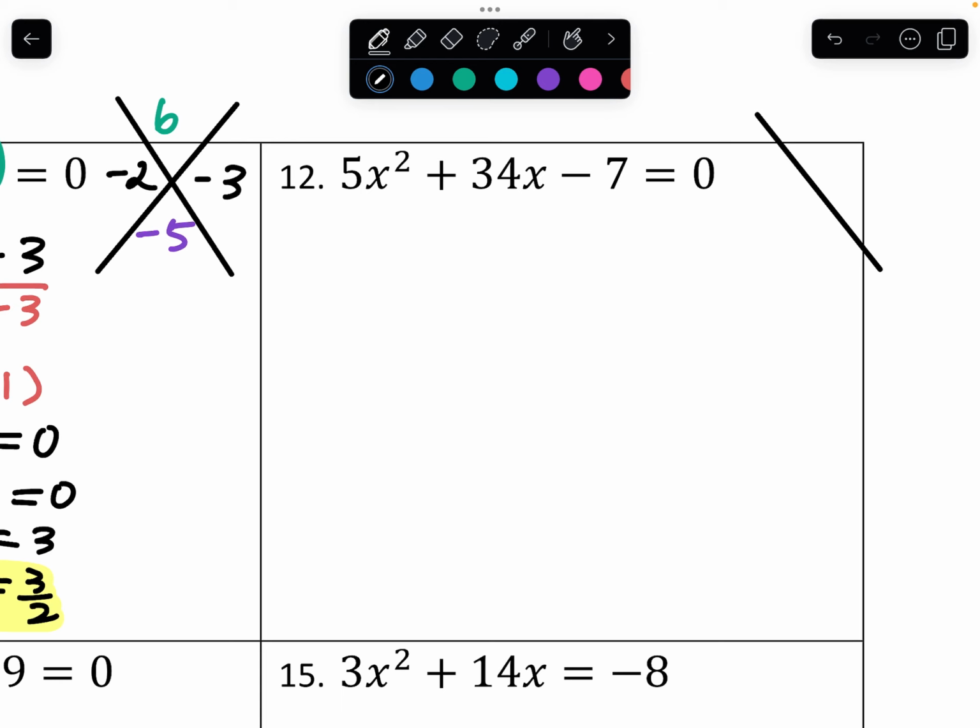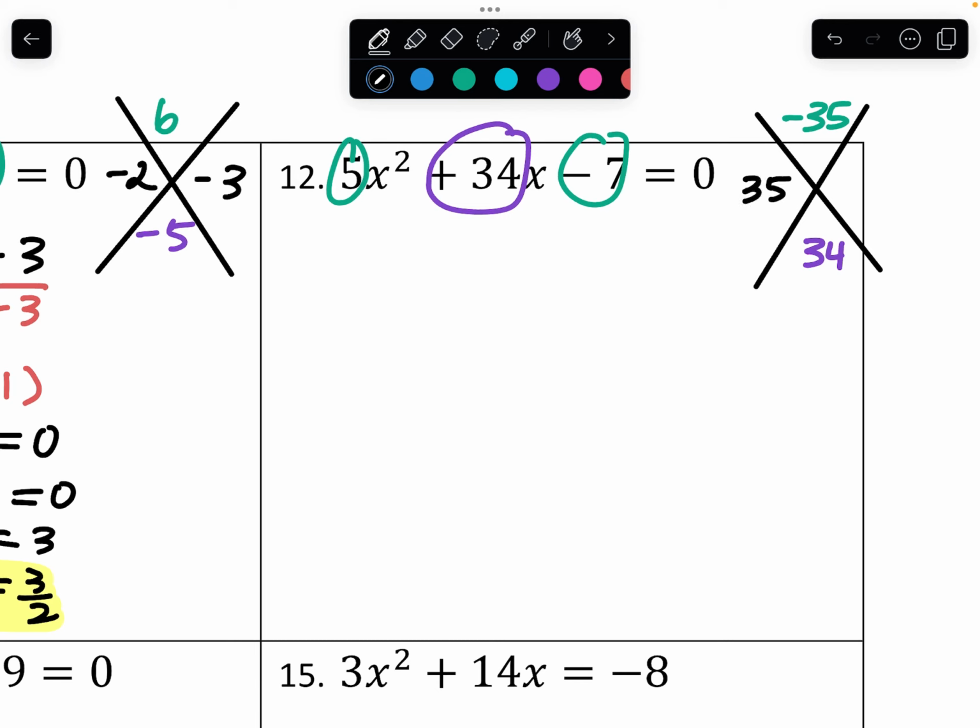Number 12, we need two numbers that multiply to 5 times negative 7, which is negative 35, but we need them to add to 34. And so that would be positive 35 and negative 1. So plus 35x minus 1x.